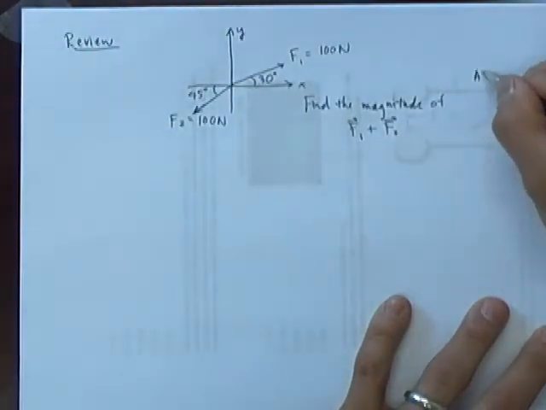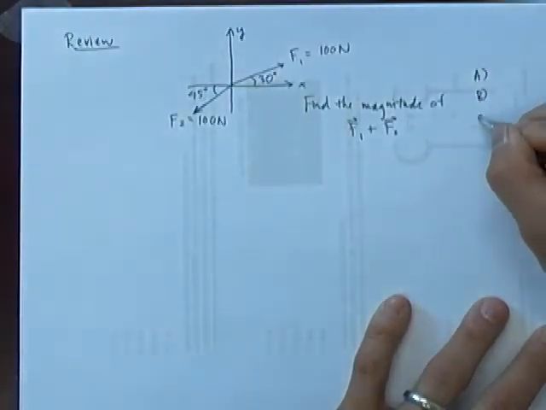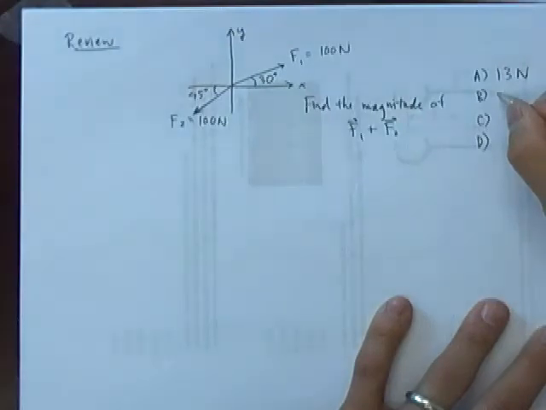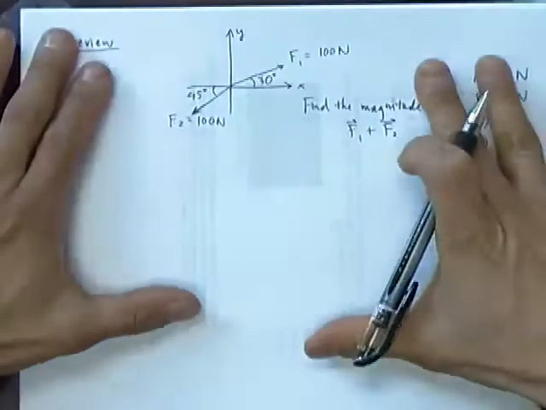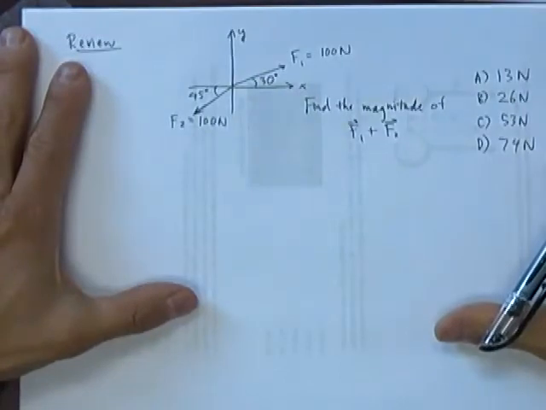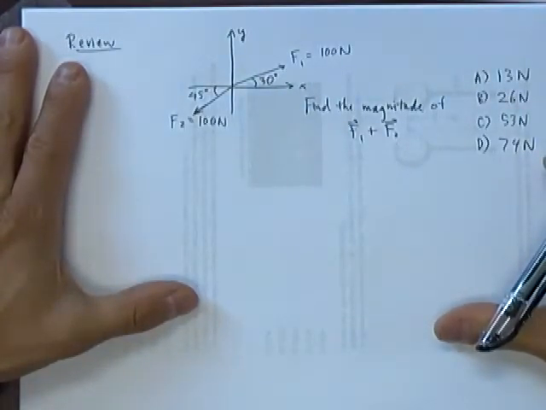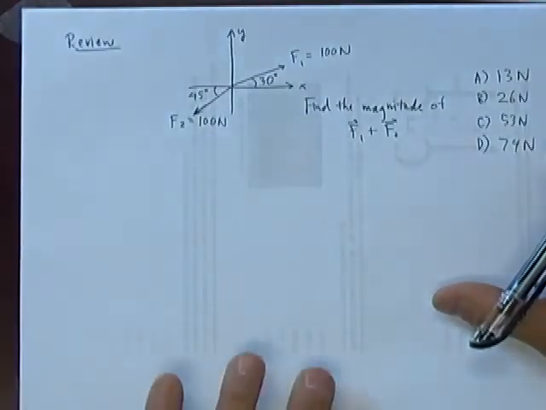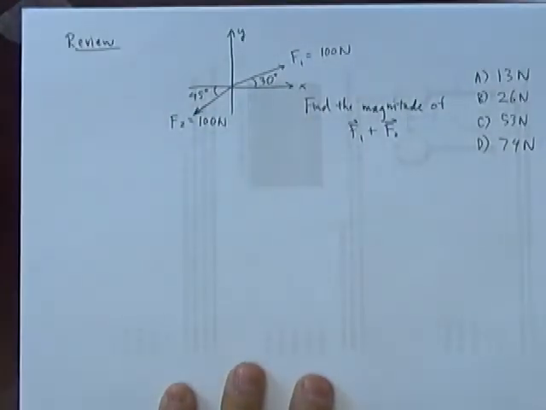Let's just do this as a pretend clicker, even though this is just a YouTube video. I give you some choices: 13 newtons, 26 newtons, 53 newtons, and 74 newtons. My suggestion is to pause the video right now and try this yourself, and then once you get an answer, go ahead and take a look at the solution. Okay, so go ahead, pause the video.